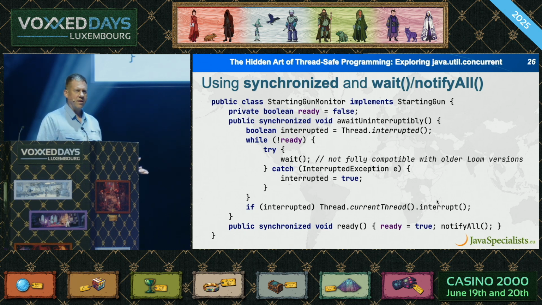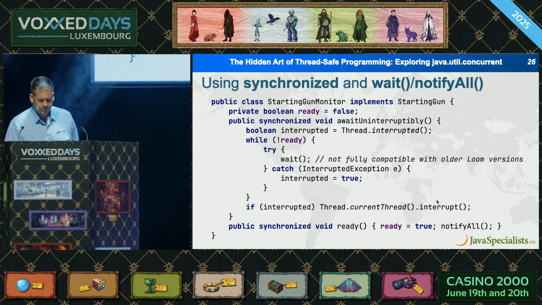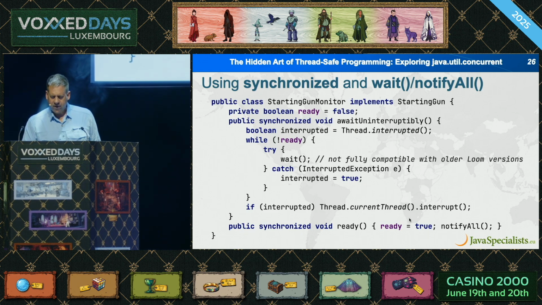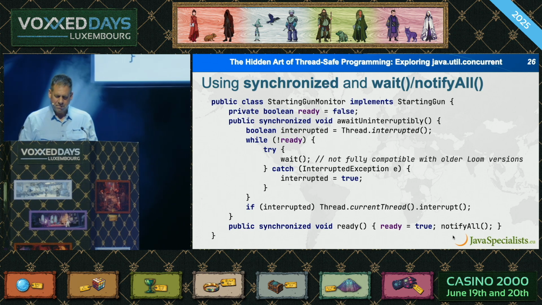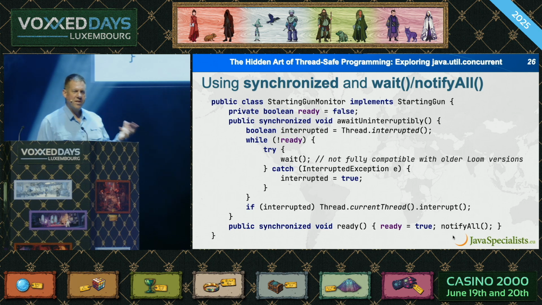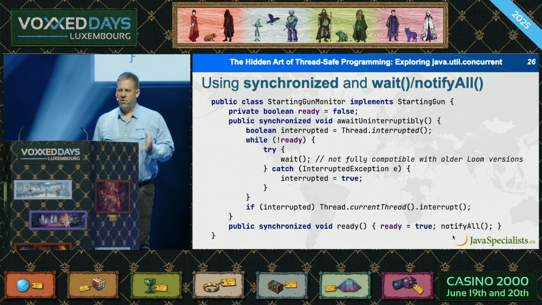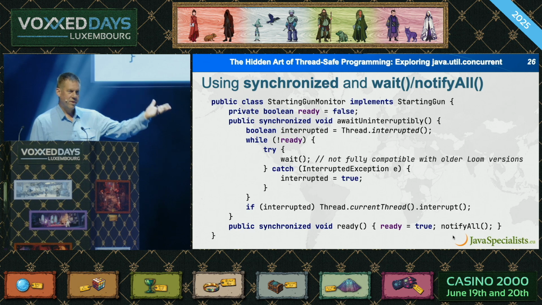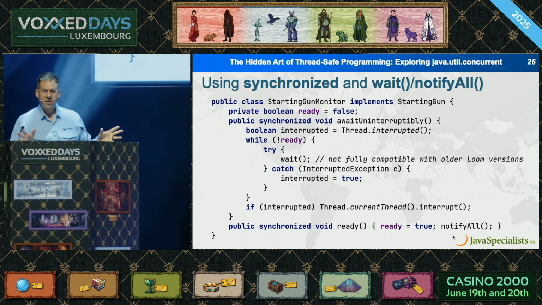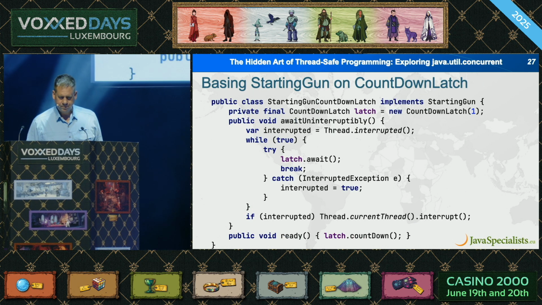So the thread will exit in the interrupted status if it was interrupted, but it won't exit with an interrupted exception. And ready over here will say ready equals true, and notify all the threads that might be waiting for this state. So this sort of works, but there is a problem. And the problem is that if you're sitting on Java 21 and you want to use virtual threads, you're out of luck, because virtual threads are not fully compatible in Java 21 with synchronized wait. It works fine in Java 24 onwards, but not before that.